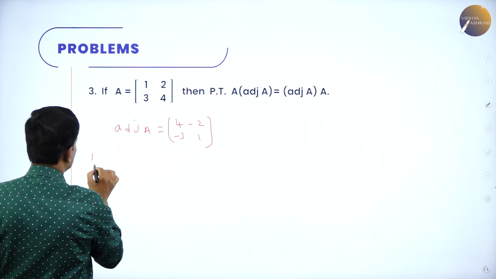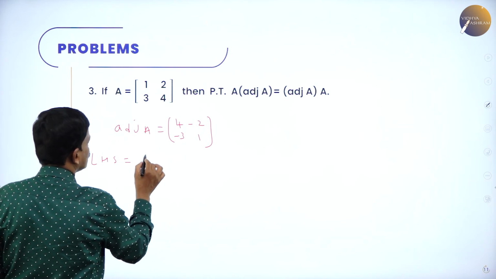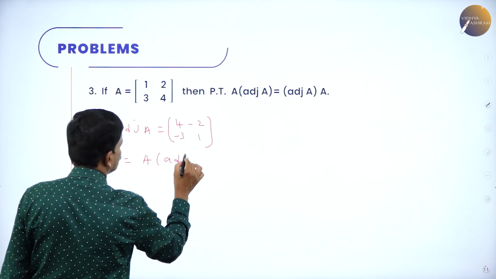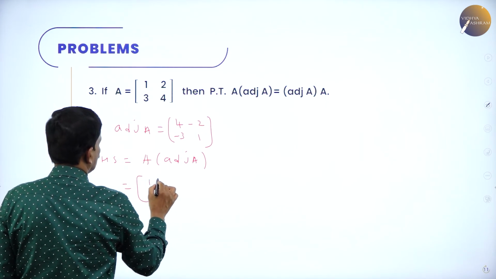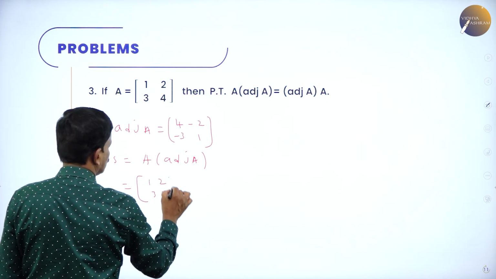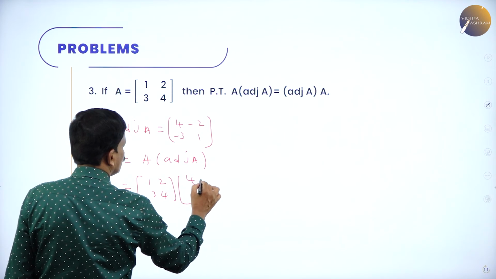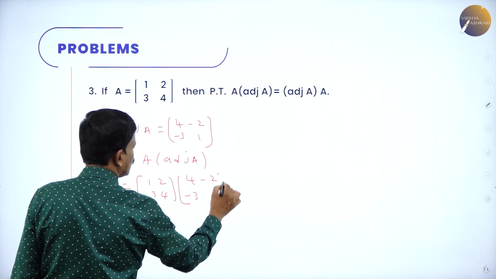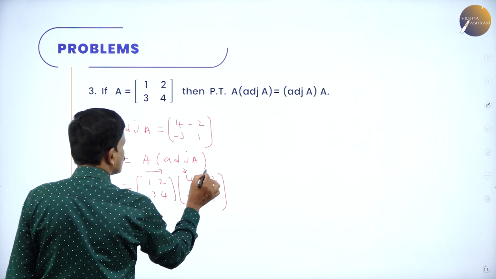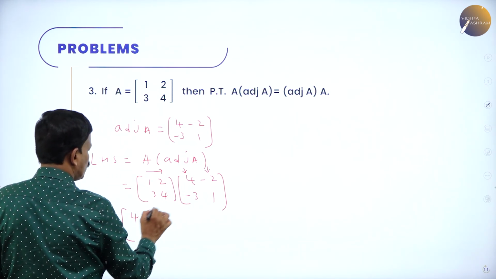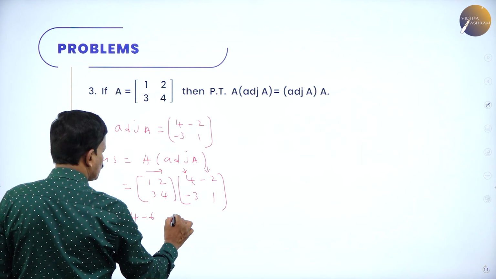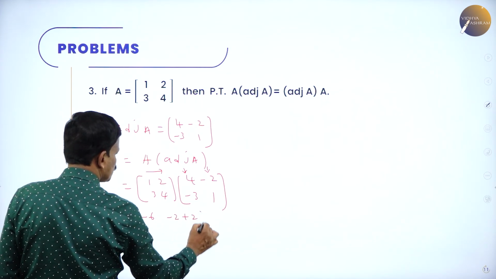Now, take LHS. What is LHS? A into adjoint of A. Matrix A is 1, 2, 3, 4, into adjoint of A, which is 4, minus 2, minus 3 and 1. So, this is first row, first column and second column. 1 4s are 4, minus 2 3s are 6. Again 1 2s are 2, plus 2 1s are 2.